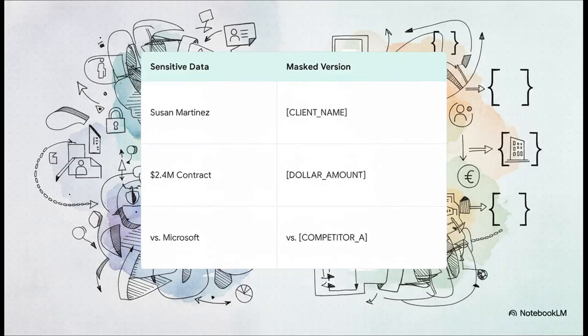And here's exactly what that looks like in practice. Instead of typing in Susan Martinez at acmecorp.com, you just type client name at email address. Instead of saying it's a $2.4 million contract, you write dollar amount contract. You see? The AI gets all the structure and context it needs to do the job, but absolutely none of the real private information ever leaves your computer.